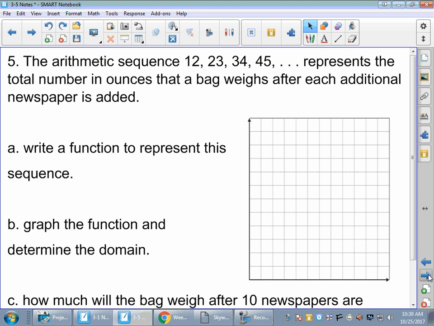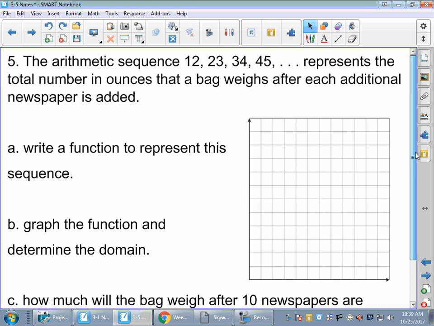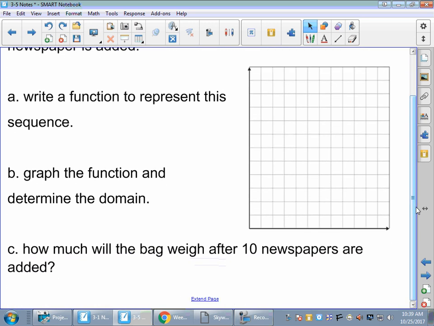Now, arithmetic sequences are linear. When you have your d value, it ends up representing your slope. It's a constant rate of change. So the arithmetic sequence 12, 23, 34, and 45 represents the total number in ounces that a bag weighs after each additional newspaper is added. So write a function representing the sequence. So we're talking about newspapers and we're talking about weight. So it's the weight of the newspapers.